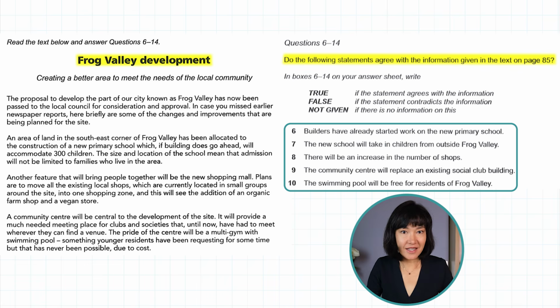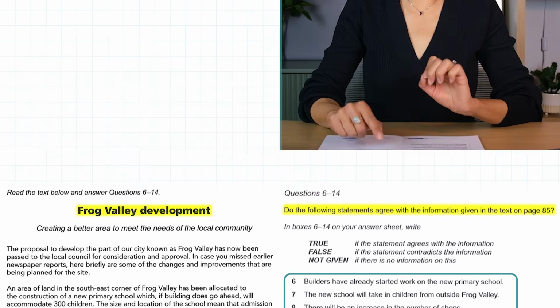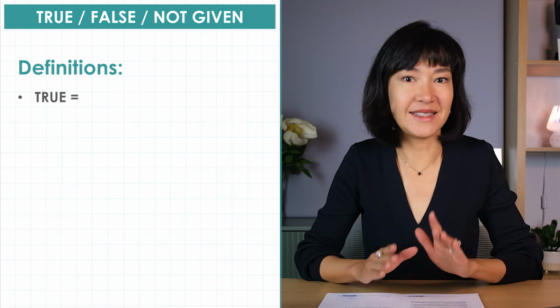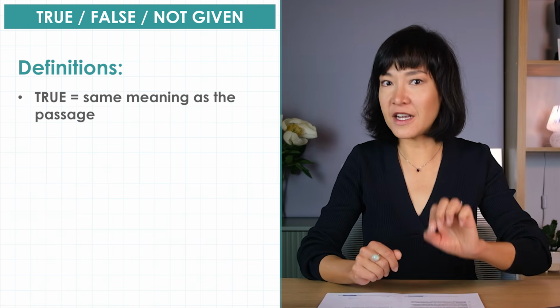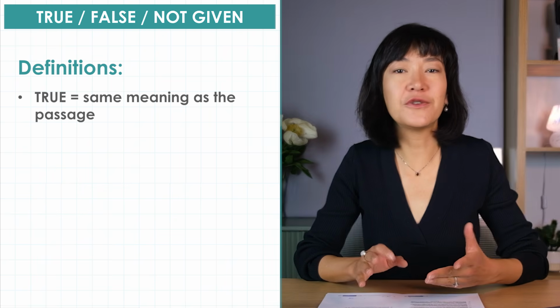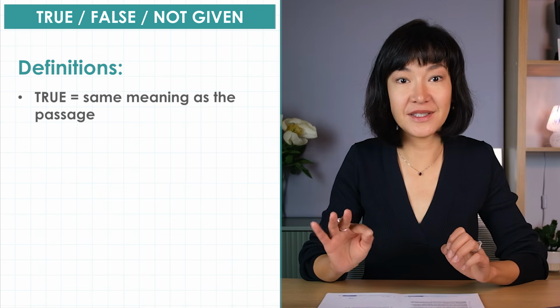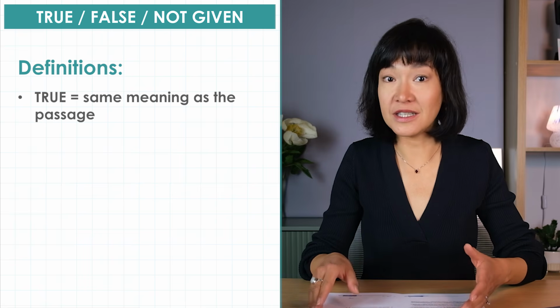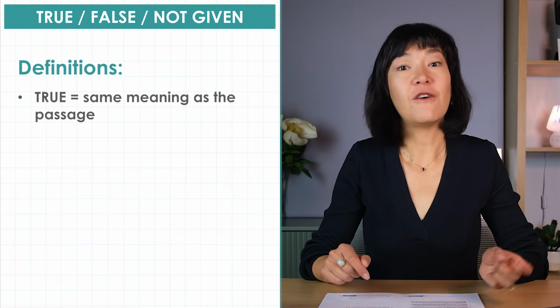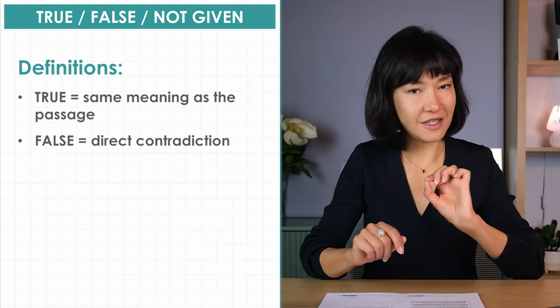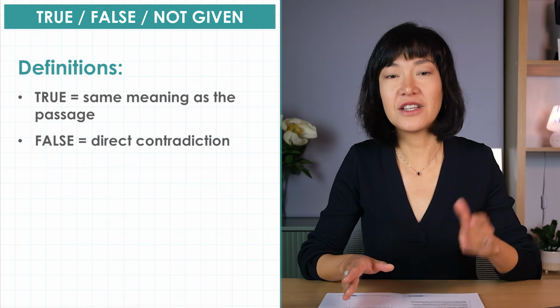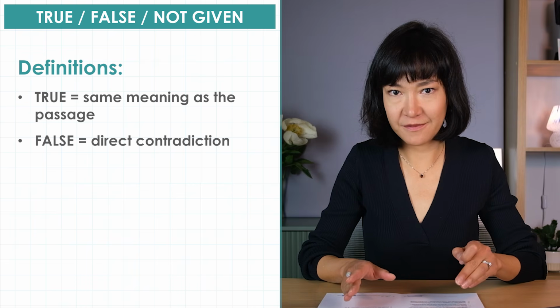So to better answer these true, false, not given questions, it really helps to understand what each option means. So true. It means the statement says the same thing as the passage. The meaning is very close. So don't look for a tiny 2% difference. If the meaning is very similar, it's true. False means there is a direct contradiction, not a subtle tiny difference. The passage clearly says something different.